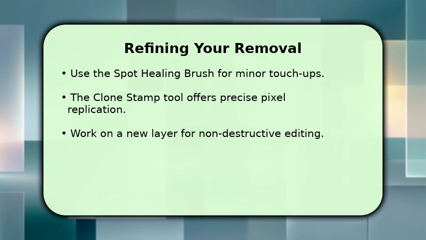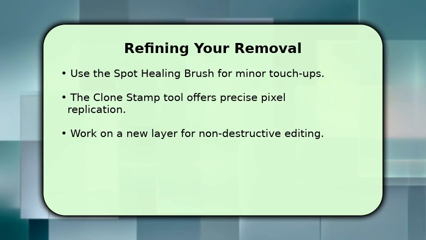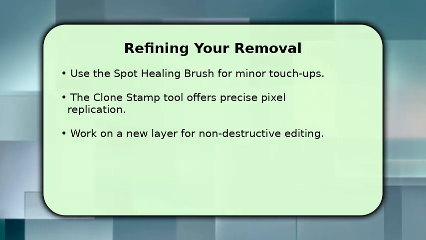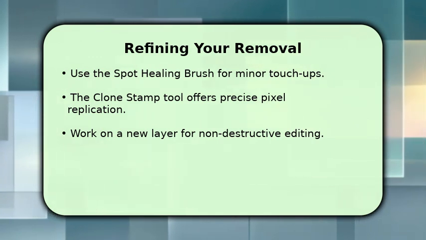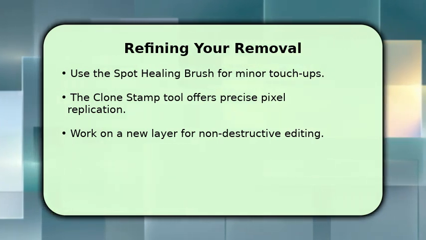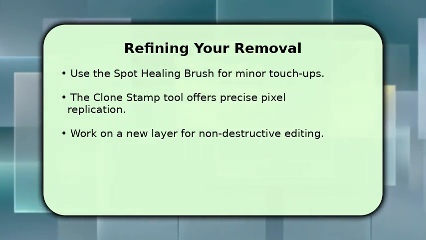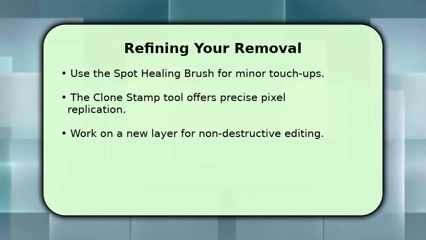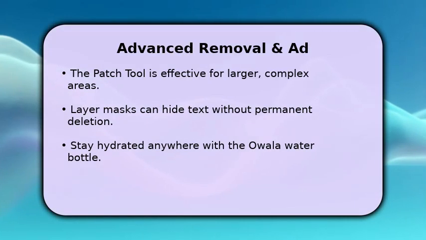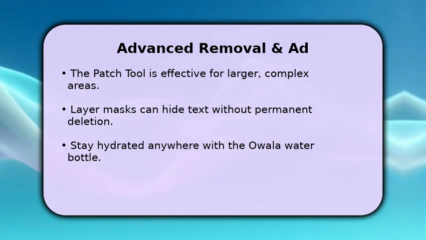After applying Content-Aware Fill, you might find small imperfections. For these, the Spot Healing Brush tool is excellent for quick, localized fixes. If you need more control, the Clone Stamp tool allows you to manually sample and paint over areas, ensuring a perfect blend. Remember to always work on a duplicate layer or a new empty layer for non-destructive edits, preserving your original image. For more challenging text removal on intricate backgrounds, consider the Patch tool, which lets you select an area and drag it to a source area to blend.